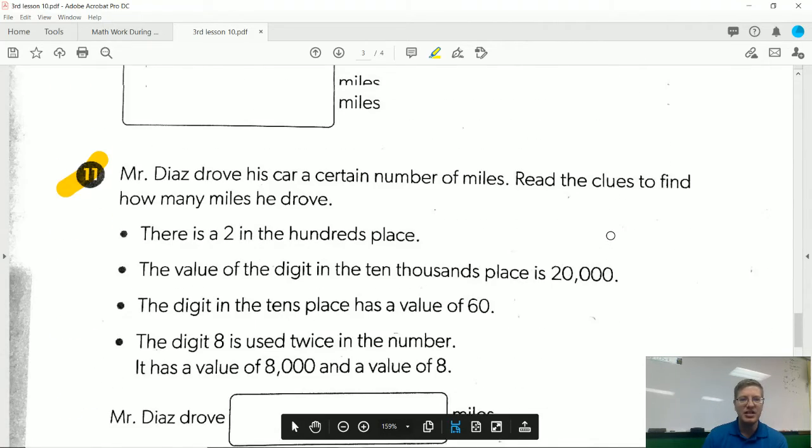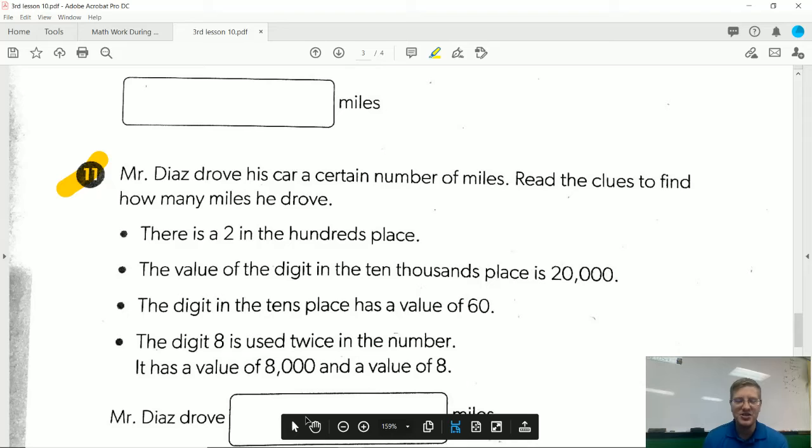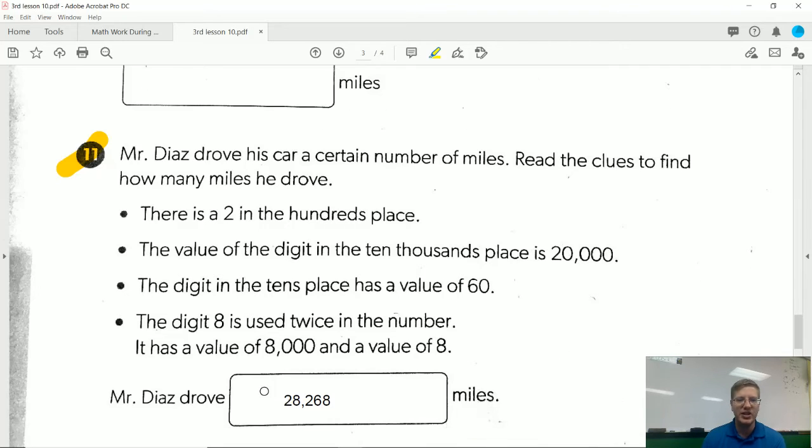Number 11, let me try to hide, well, so much for that. Mr. Diaz drove a car a certain number of miles, so we can start by finding our largest place value. Our largest place value would be the 10,000s place, so we would have a 2 there. Then we go to the thousands place, and it says that it would be 8. Then we can go to the hundreds place, then to the tens place, then to the ones place.